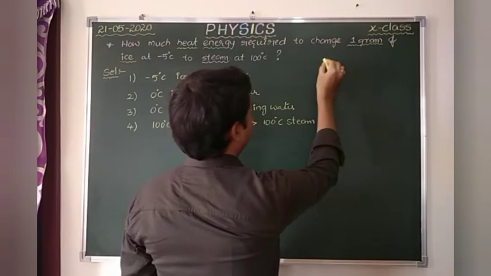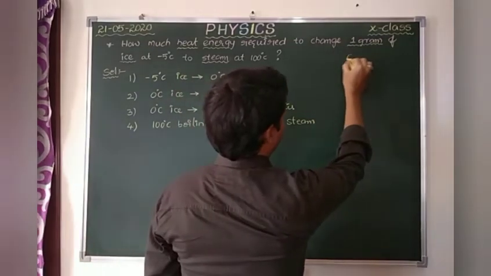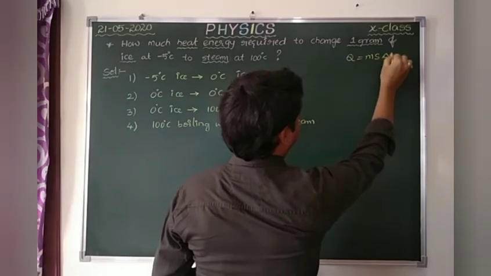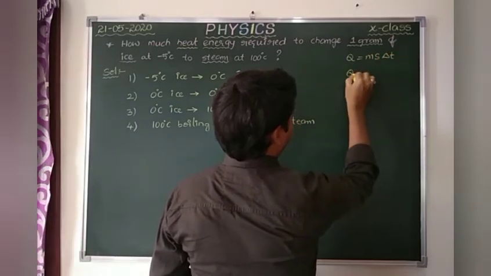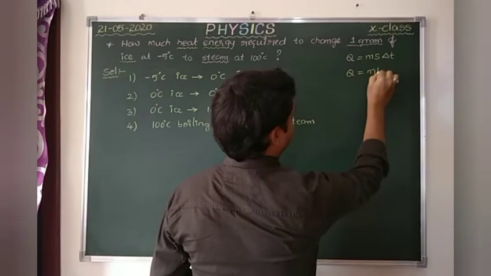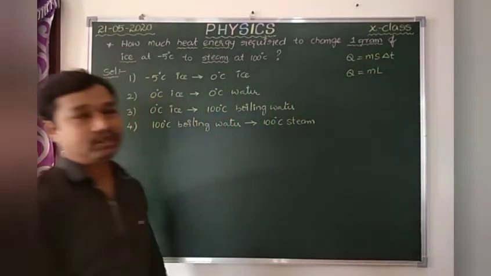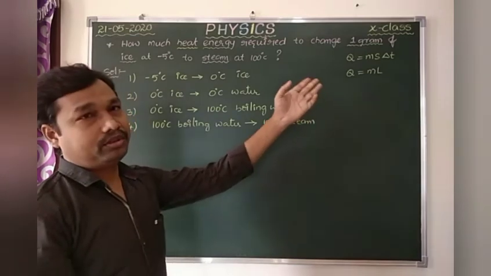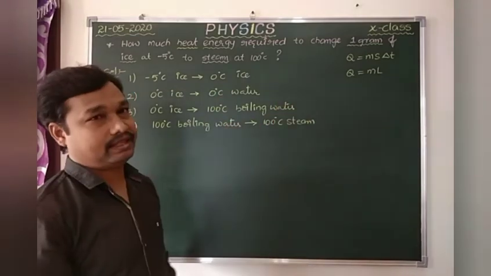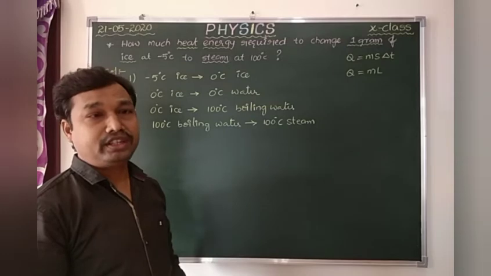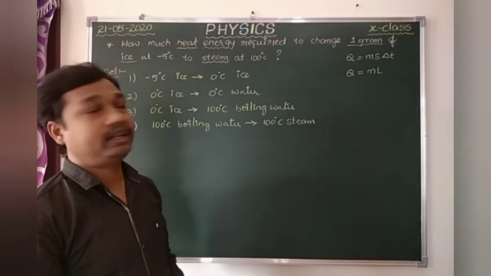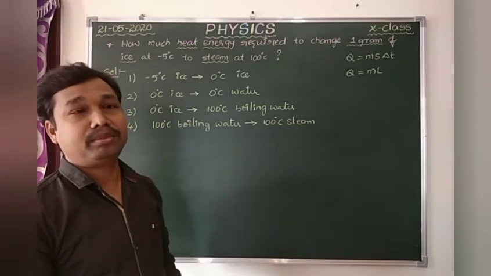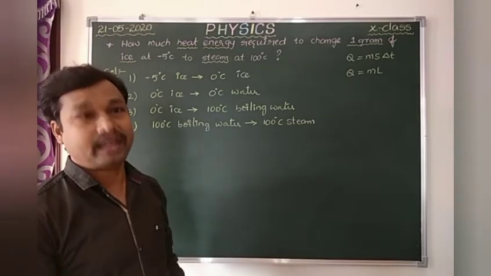One is Q equals m s delta T, and the second one is Q equals m L. These are the two formulas we have, and we need to use them in these four cases. If there is any change in temperature, then we need to take m s delta T. If there is no change in temperature, then we need to take m L.